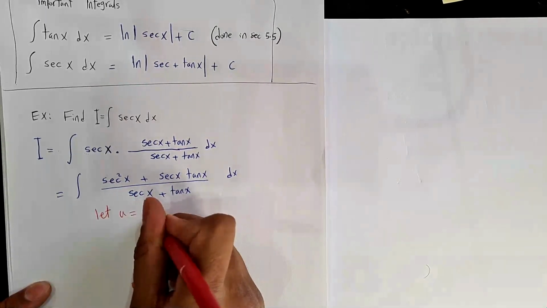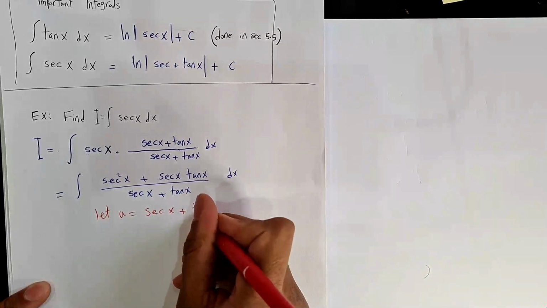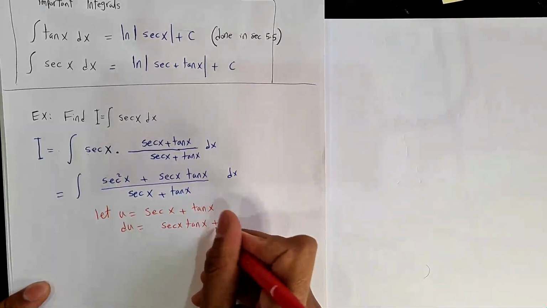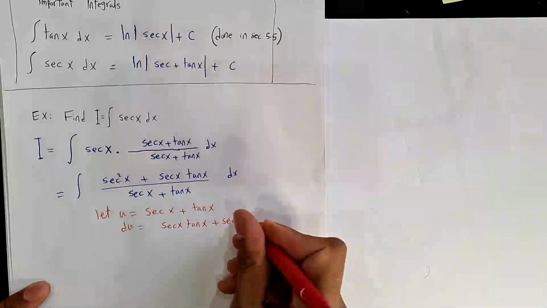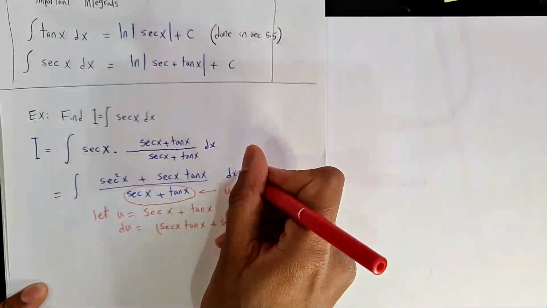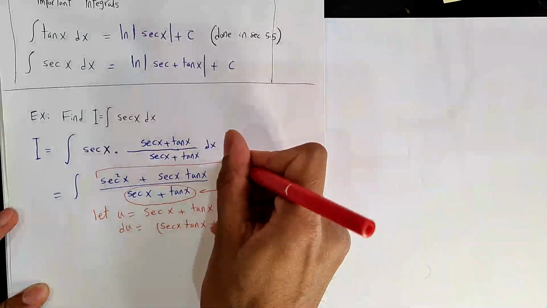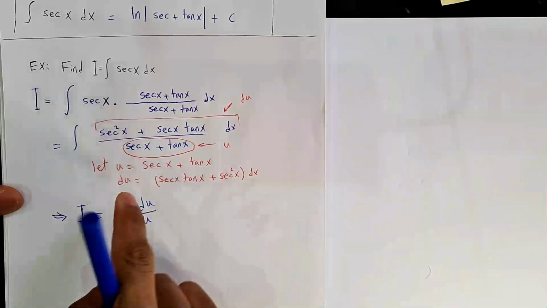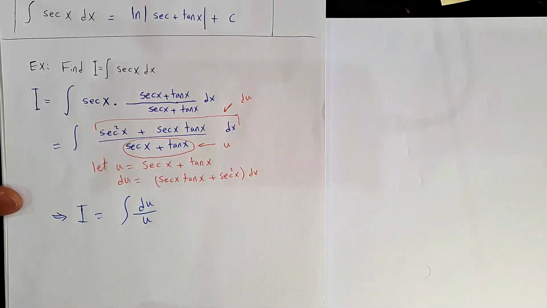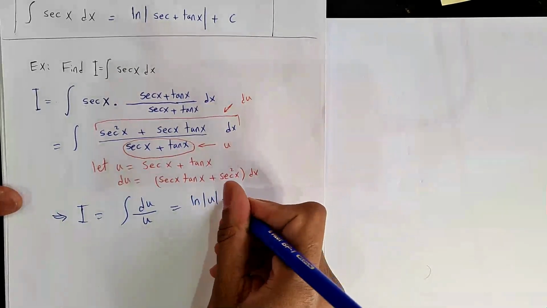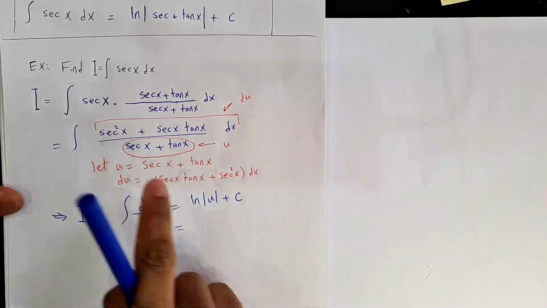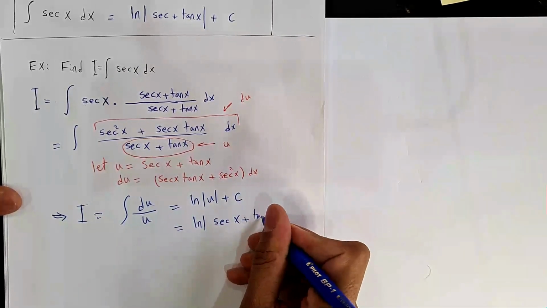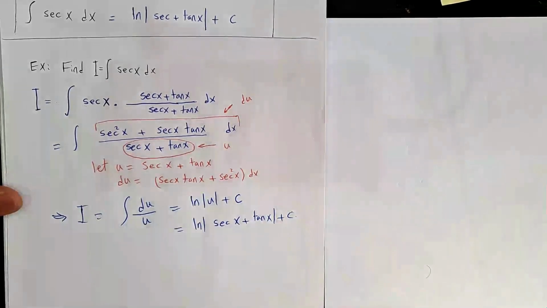So we are done. So let u equal secant x plus tan x. The derivative will be secant x tan x plus secant square x. See it. Everything here is u, and upstairs you have du. So our integral will be du over u, because we said upstairs we have du and downstairs we have u. Here is ln absolute value of u plus constant c. Our u is secant plus tan. Put it to get the final answer: ln absolute value of secant plus tan x plus constant c.